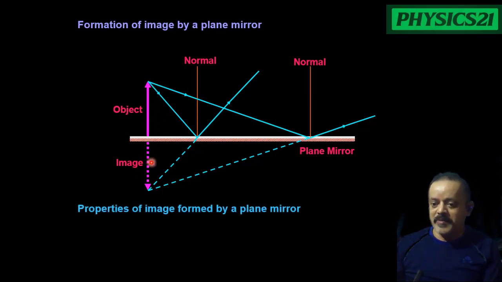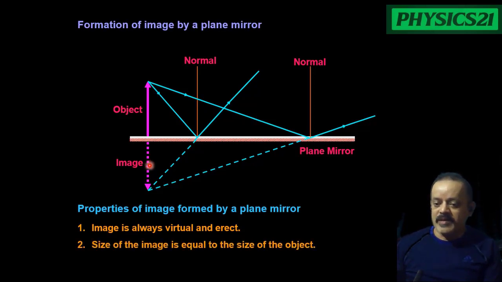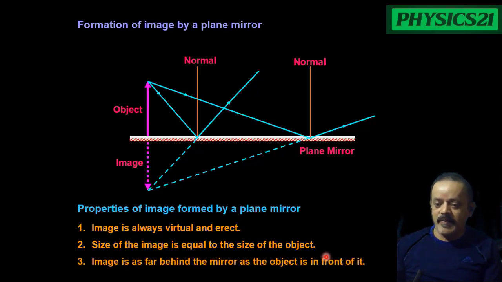Now the properties of the image formed by the plane mirror. The image is always virtual and erect. The size of the image is equal to the size of the object. The distance of the image from the plane mirror is equal to the distance of the object, meaning these both distances are equal. The image formed by the plane mirror is laterally inverted.